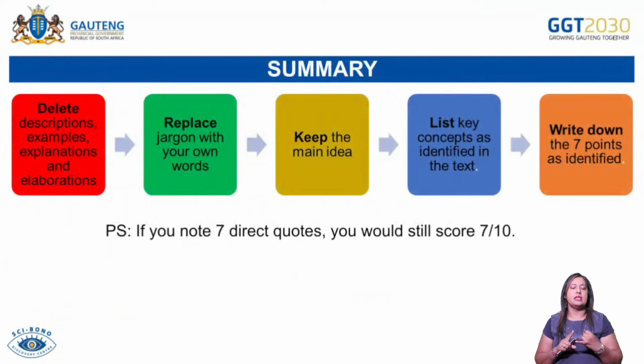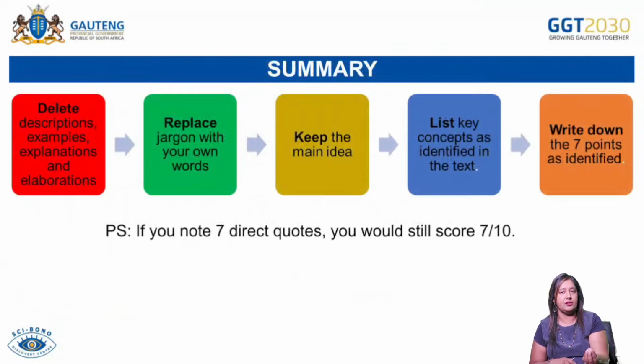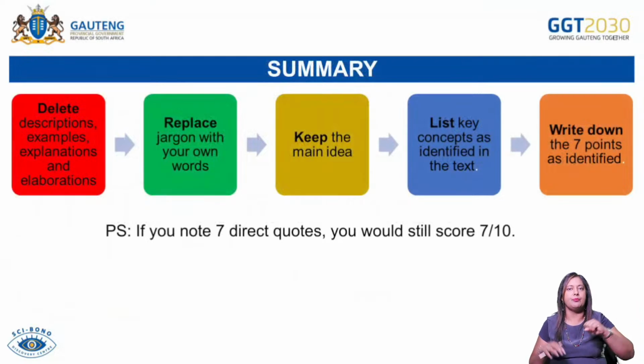Okay, so firstly, delete descriptions, examples, elaborations. Replace the jargon, in other words, the technical term used in that field of study. Remove that and put in your own words. But when doing that, ensure you're keeping the main idea and you've given us a list of key concepts that that particular text is talking about in relation to the topic. And then make sure you've got at least 7 points. But if you've got 8 or 9 points, all the better, because then maybe if one is not too clear, the other two would cover up for that lacking of that point that's not clear.